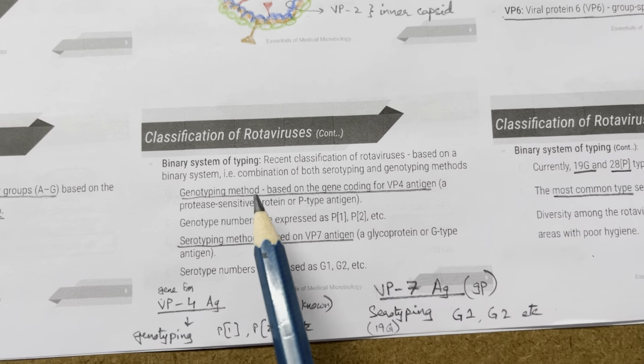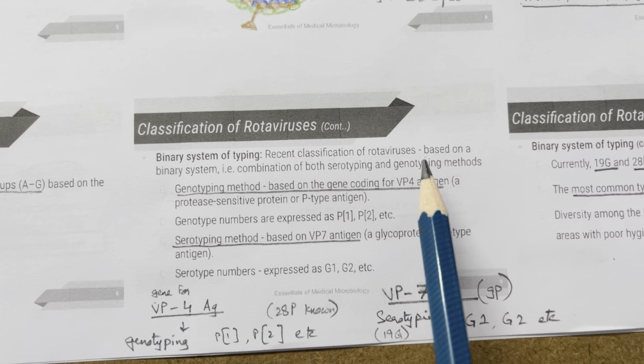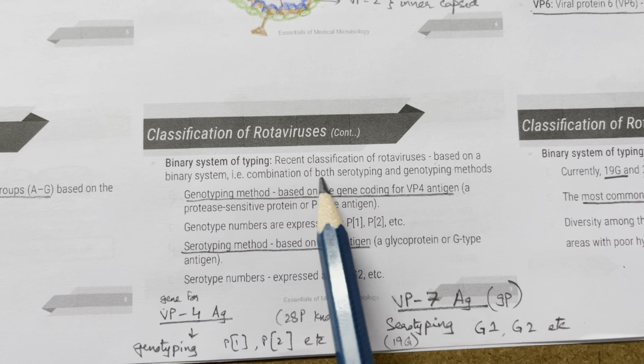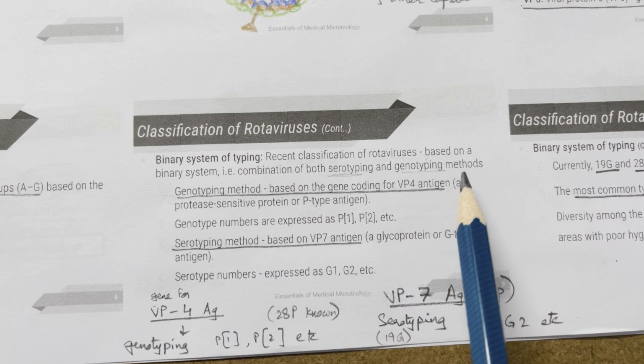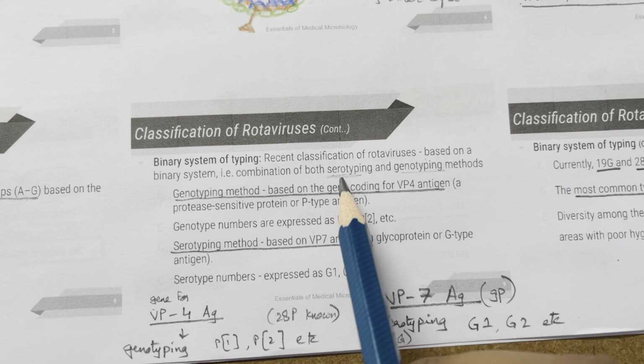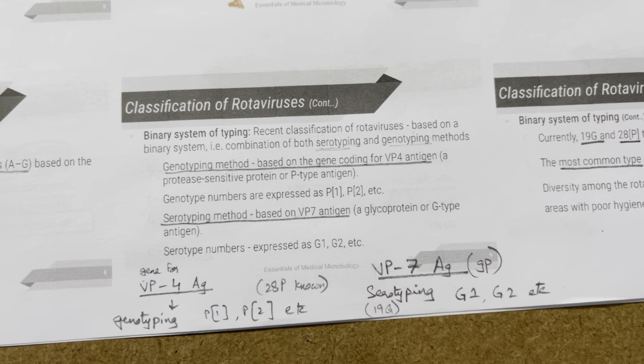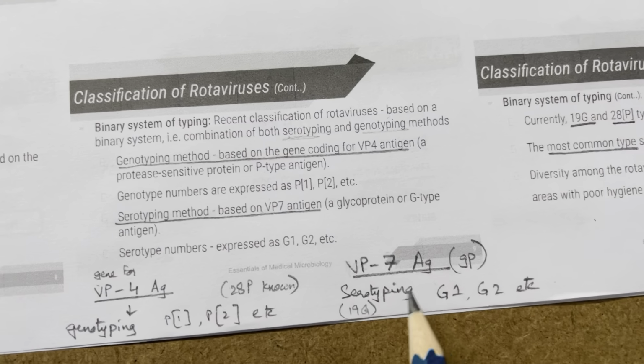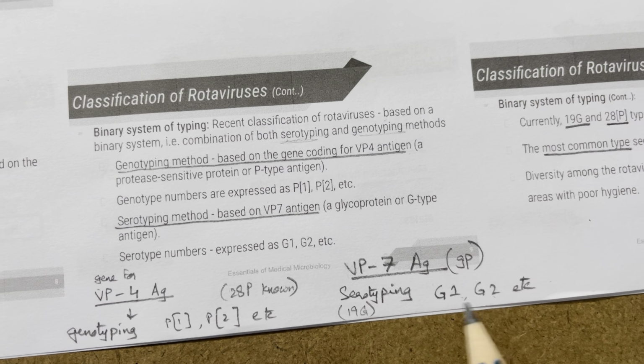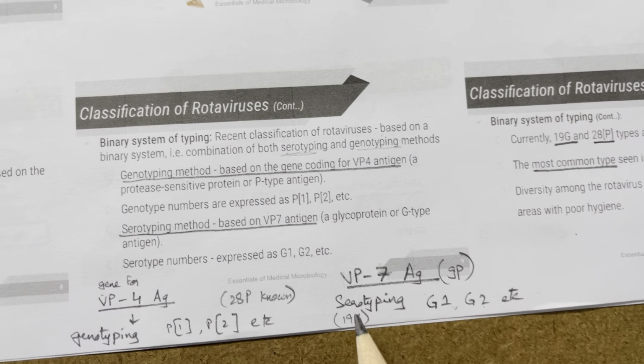And moving on to the binary system of typing, it is a recent classification of rotaviruses based on a binary system, that is a combination of both serotyping and genotyping methods. So serotyping is based on VP7 antigen, which is a glycoprotein or G-type antigen. So the numbers are expressed as G1, G2, etc., and 19 G types are known.